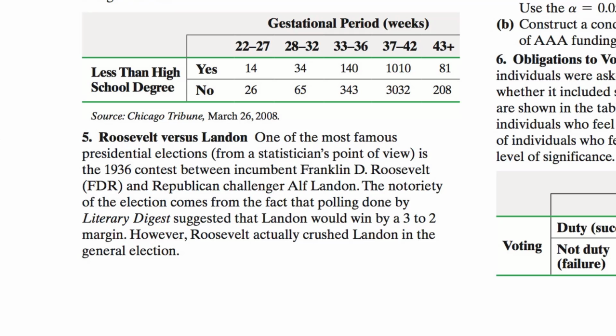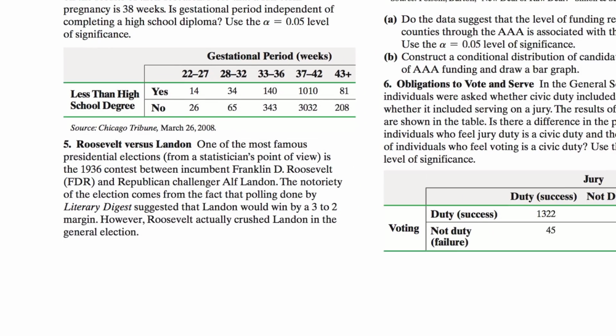So anyway, let's read this here. It says, one of the most famous presidential elections from a statistician's point of view is the 1936 contest between the incumbent Franklin Delano Roosevelt, FDR, and the Republican challenger Alf Landon. The notoriety of this election comes from the fact that polling done by the Literary Digest suggested that Landon would win by a 3-2 margin. However, Roosevelt actually crushed Landon in the general election.